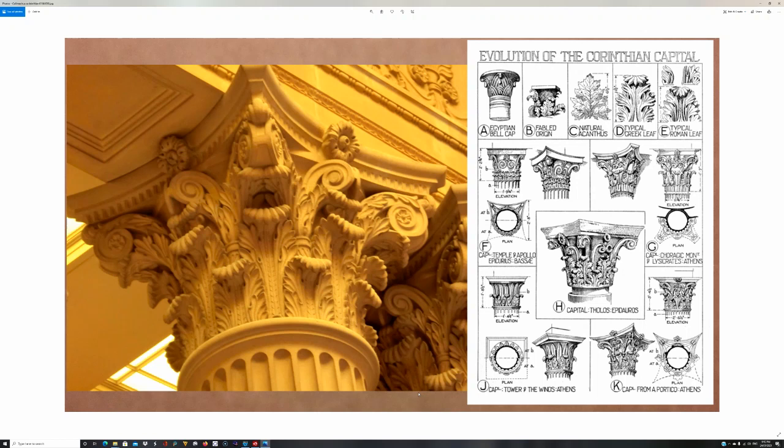So, okay, evolution of the Corinthian capital. For instance, I mentioned the Horologium monument. Epidaurus, Tower of the Winds, which is a slight variation. I'll show it in a moment. Temple of Apollo.